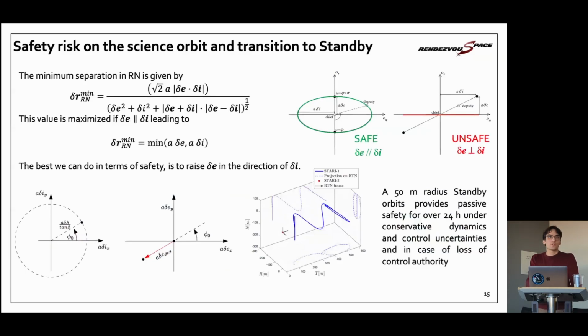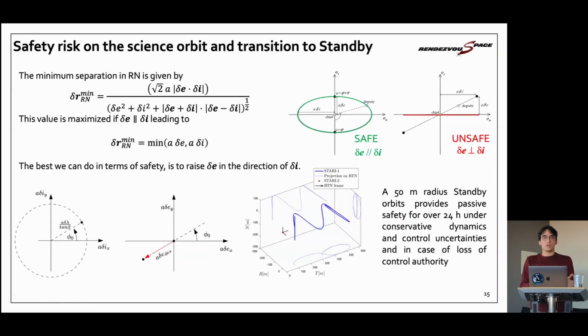One of the major drawbacks of these solutions is that this relative motion is not passively safe. Passive safety is a very important concept whenever we talk about formation design. It's a property that guarantees that the spacecraft can achieve a minimum separation, for a certain amount of time at least, even under loss of control capabilities and under uncertainties in the along-track direction. And this is typically manifested as a separation in the RN plane. As you can see, we don't have these conditions here. In the RN plane, the motion on the orbit is a straight line.